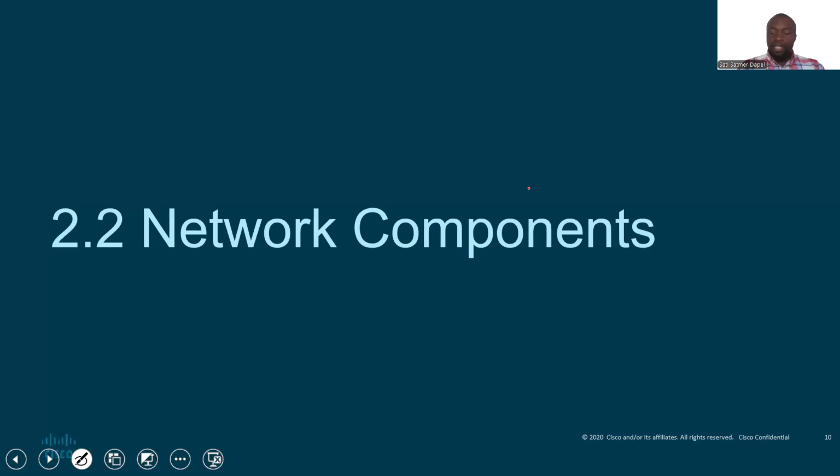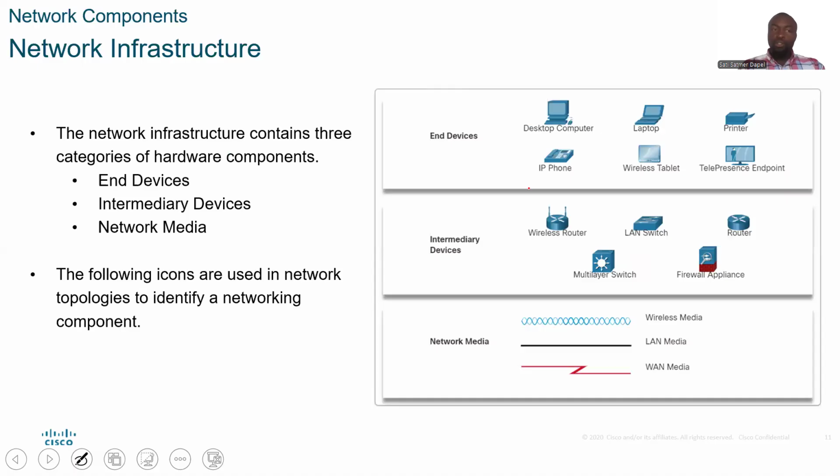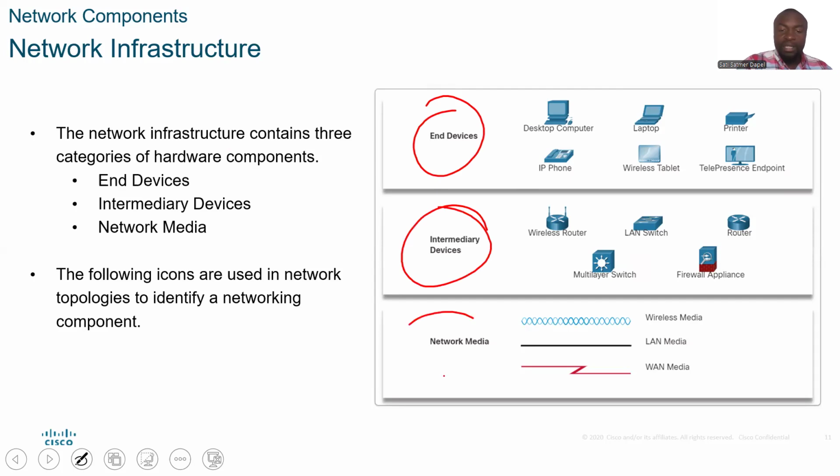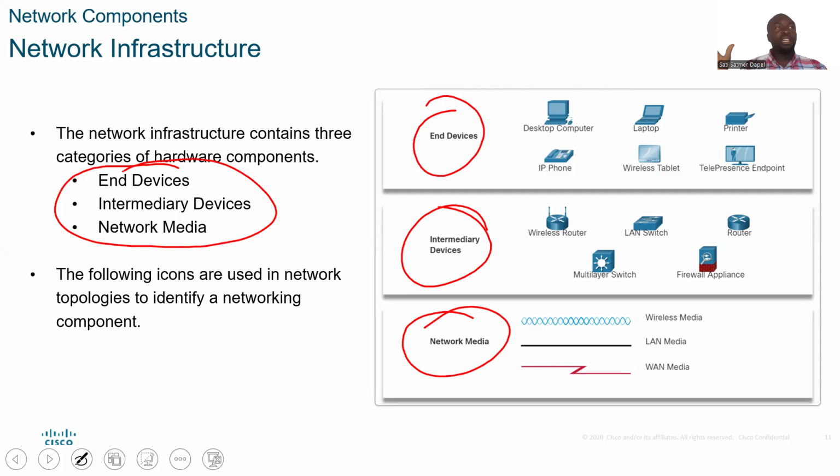Okay. Now, let's look at network components. We are going to go into another dimension since we have understood the concept of client and server. Let's look at the infrastructure that makes up a network. We want to set up a network. What are those infrastructure? What are those devices? Like I have said earlier on, there are three things you just need to know. There are the end devices, the intermediary devices, and the network media. That's all you need to know. These three elements are what make a network.